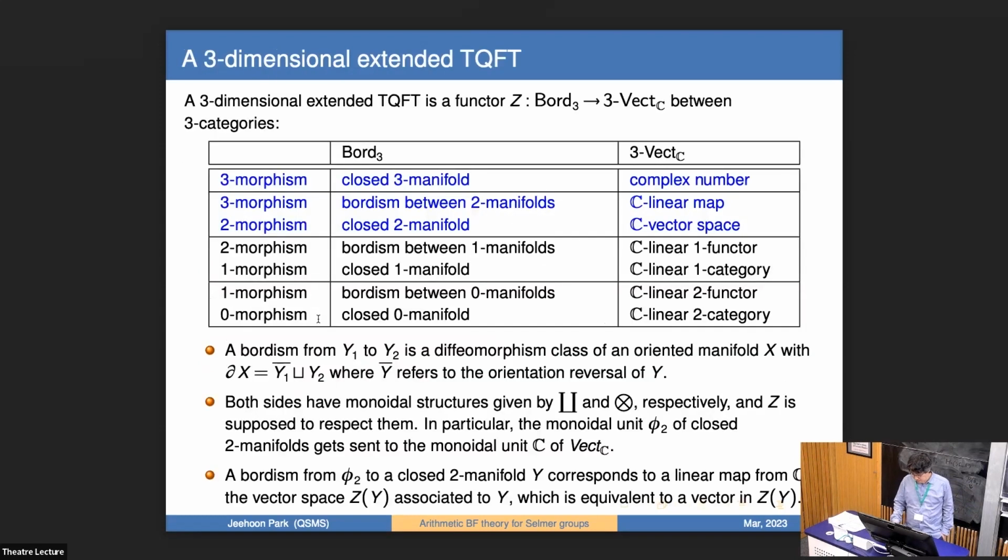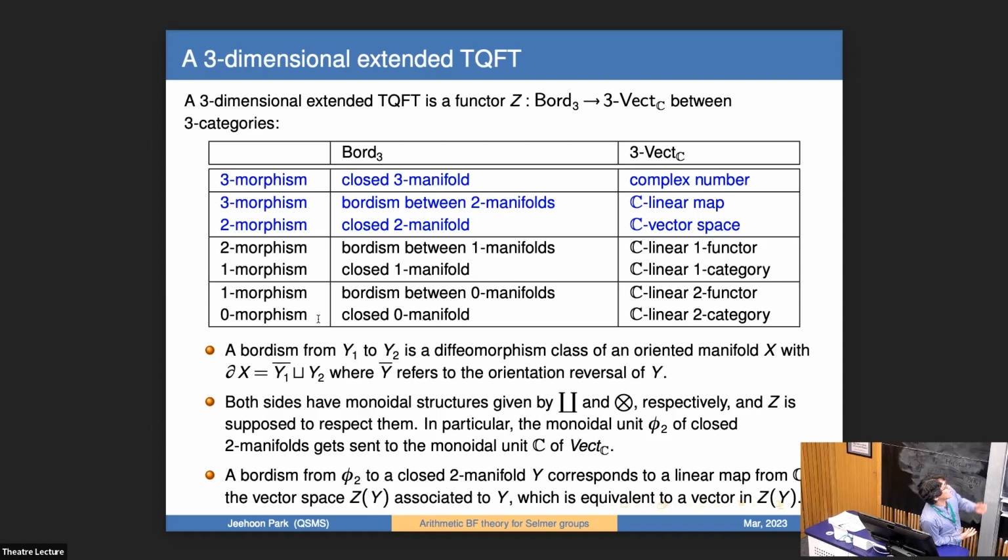Among quantum field theories, if you forget the metric on a manifold, then you can think of topological quantum field theory. Topological quantum field theory can be studied mathematically using extended functors, like two-functors and three-functors. For example, a three-dimensional extended topological quantum field theory means this kind of functor. For a closed three-manifold, you will get a certain number.